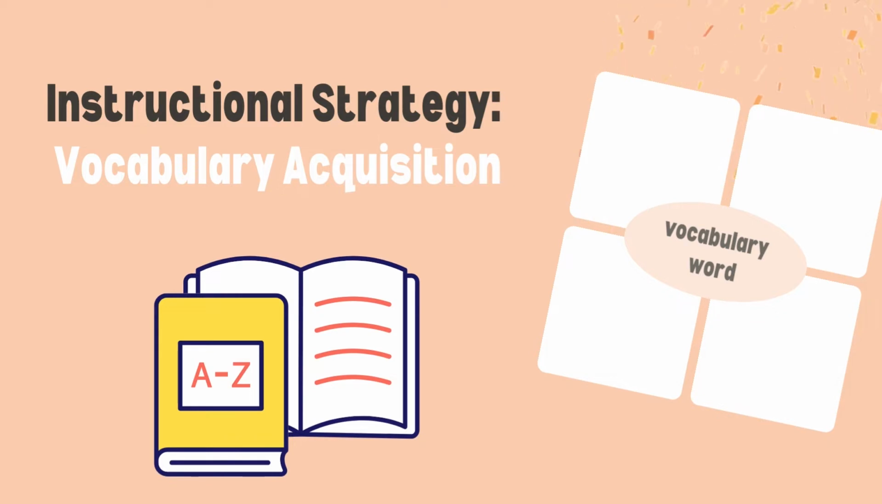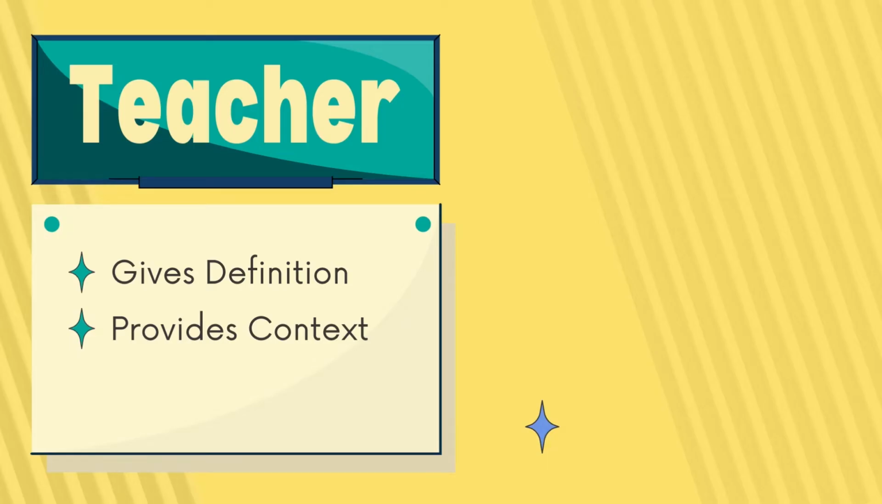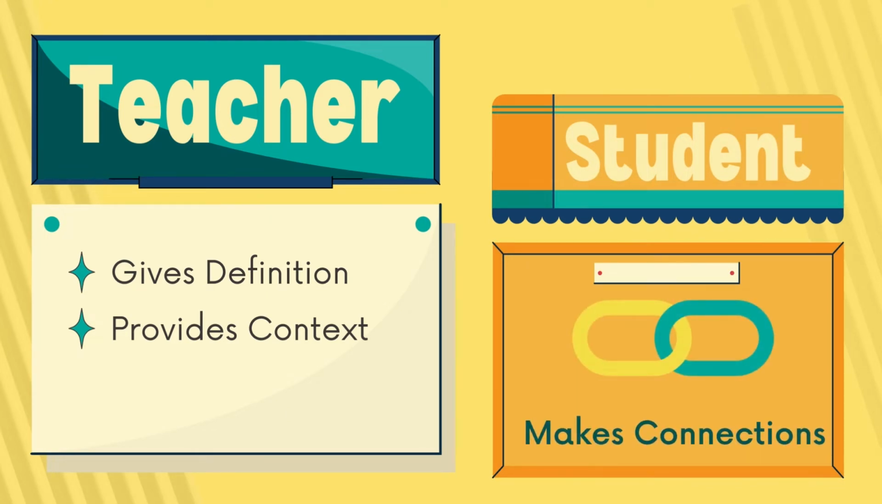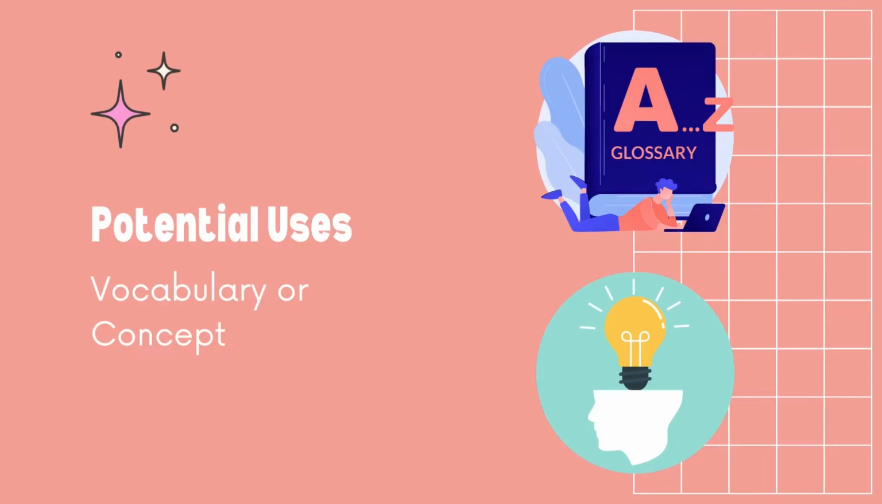The Frayer Model is an instructional strategy for vocabulary acquisition that allows the teacher to give the definition and provide context, and for students to make connections to the new concept using teacher-directed categories. Although the Frayer Model was originally designed for vocabulary, innovative teachers have adapted it for use with any concept.